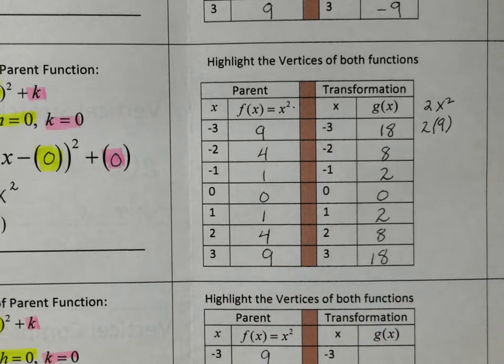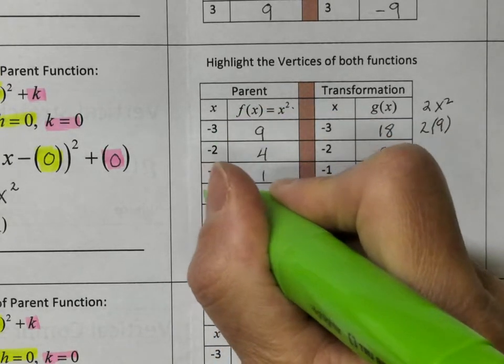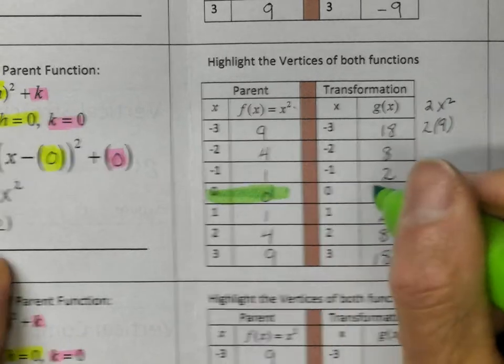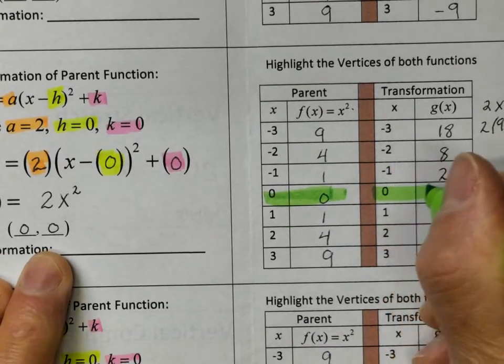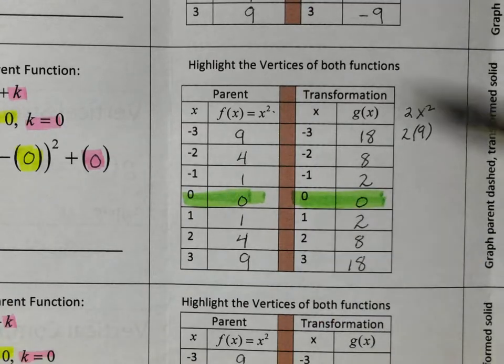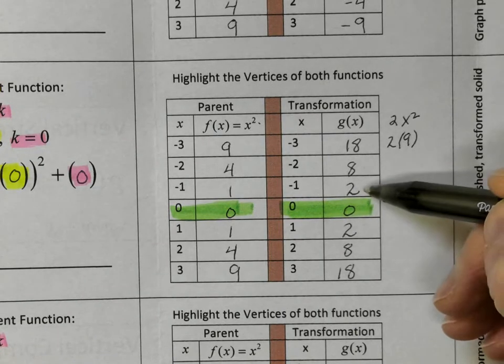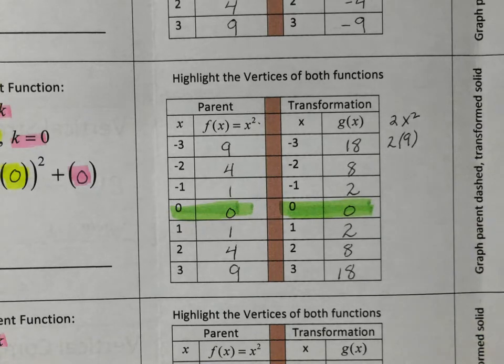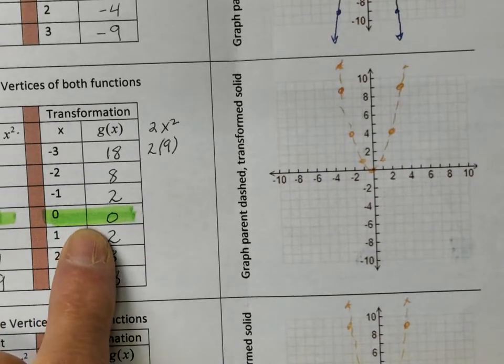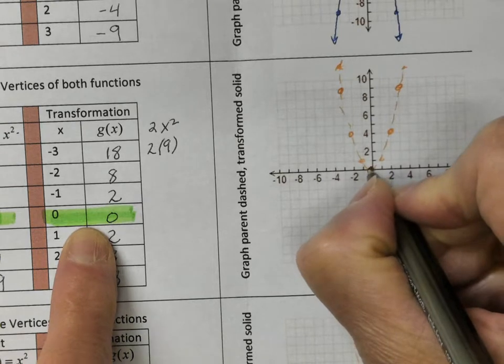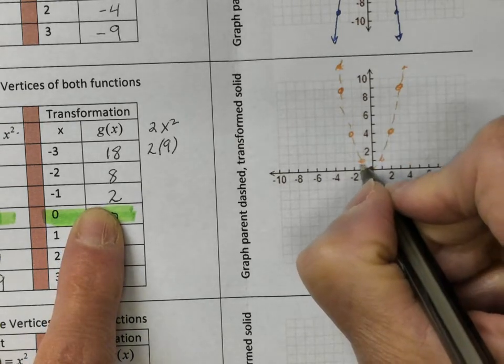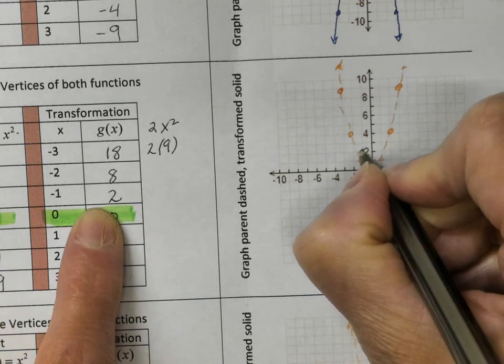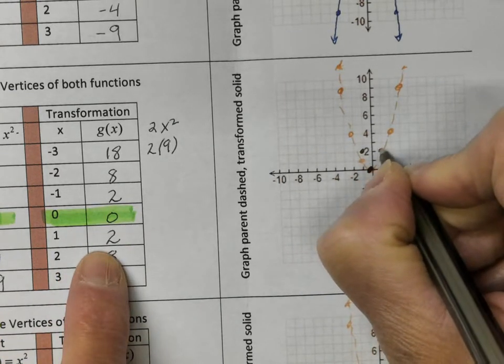So once again, I want to point out the symmetry. Here was our vertex for our parent. This is also our vertex for our transformed function. Just notice how to the left of 0 it goes 2, 8, 18, and to the right of 0 it is 2, 8, 18. It's a nice balance on both sides. So let's go ahead and graph this and see what happened. I still have my 0, 0, but here at -1, I now have 2. At 1, I have 2.